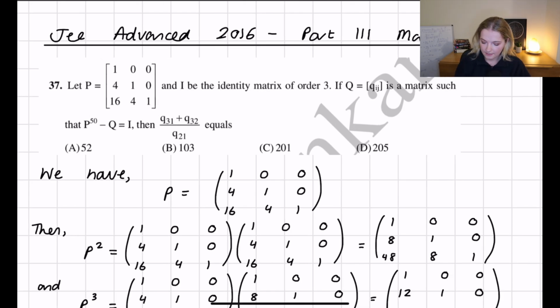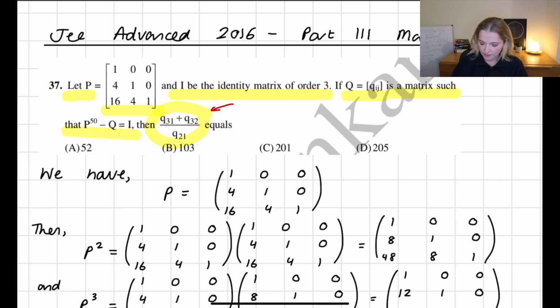So the first question says, let P be this 3x3 matrix here and I be the identity matrix of order 3. So we know that both matrices here have the same order. And then we have let Q equal this, a matrix such that P to the power 50 minus Q equals I. And then we want to compute what this value here is, and it gives us some options. So we want to go about figuring out what this quantity is here.